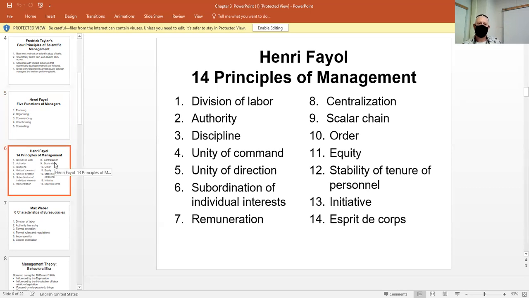All right. He also talked about 14 principles of management. The same Fayol guy. Division of labor. That we have to do that. That's handing out tasks accordingly. And as a manager, if you're a good manager, you need to do it fairly.